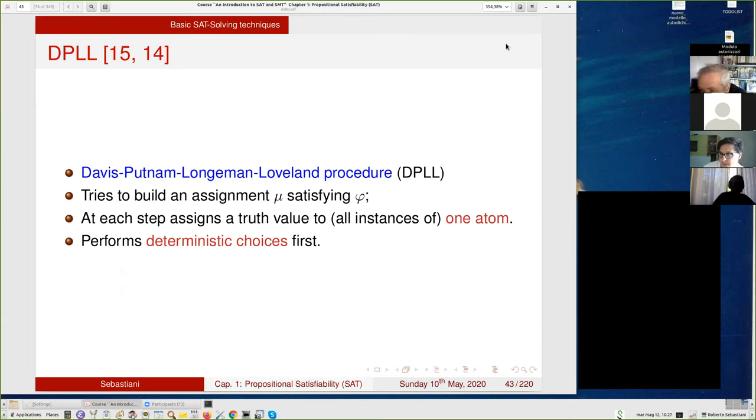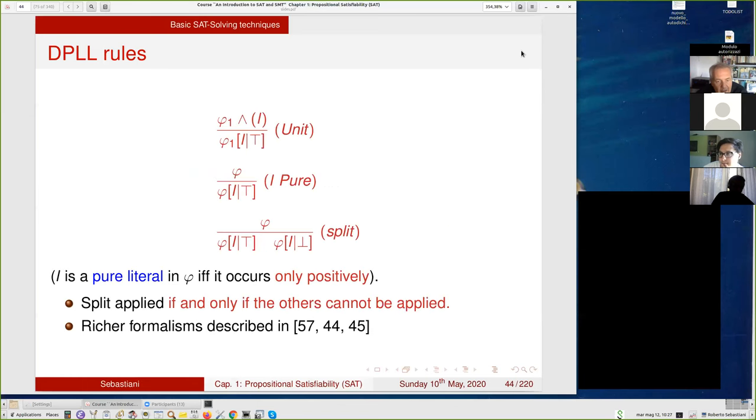And that's very important. It tries to apply deterministic choices first. This is a general rule of thumb of all search algorithms. First, do deterministic choices, and when no deterministic choices are left, do non-deterministic ones. Okay, so here are the main conceptual rules, which are the unit rule, the pure literal rule, and the split rule.